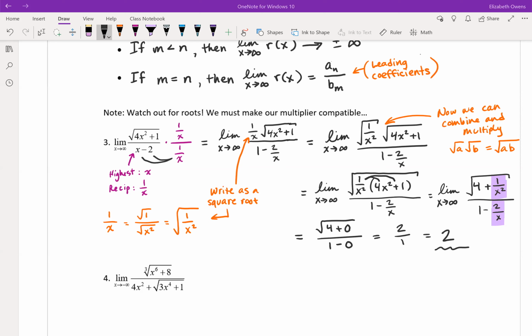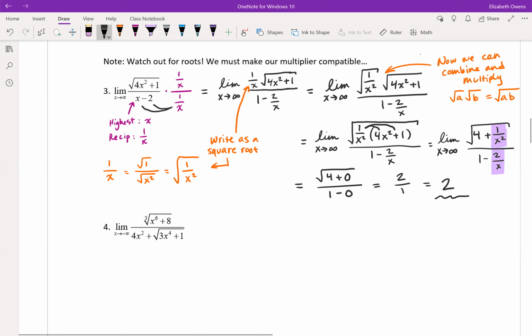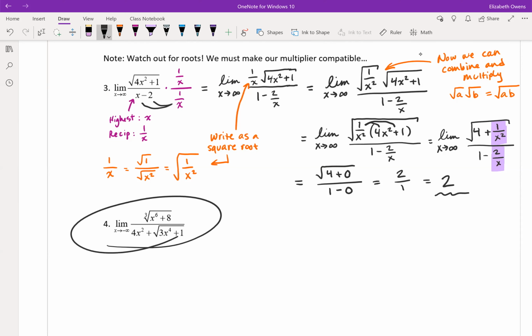Now for our next example in 2.6, we're going to look at example 4 right here. This is a similar example to the previous one where we're going to need to work on making a compatible multiplier. So we're still going to be using this trick of multiplying by the reciprocal of the highest power of x in the denominator, but we've got to be a little bit careful where there are roots, radicals involved.